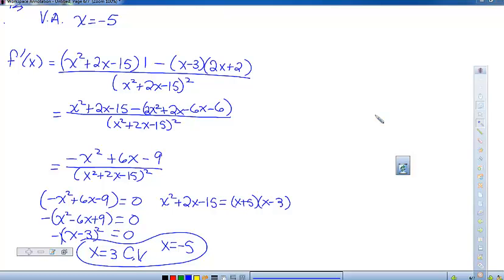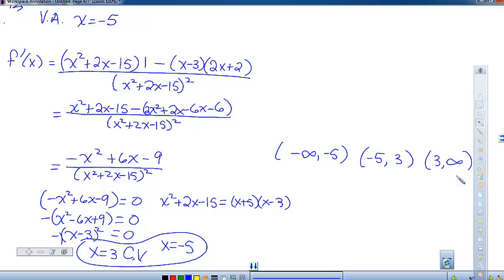For this we can find out where the function is increasing or decreasing. Set up my intervals from minus infinity to -5, -5 to 3, and then 3 to infinity. It should be obvious, but we go from the smallest to the largest, so -5 had to come before 3. All right, I'm going to pick a test point.